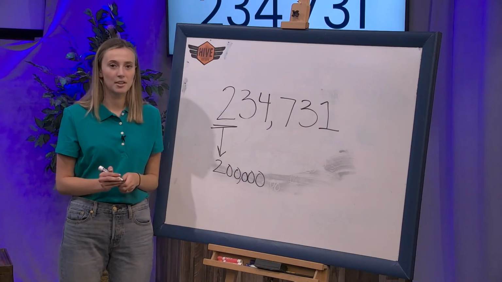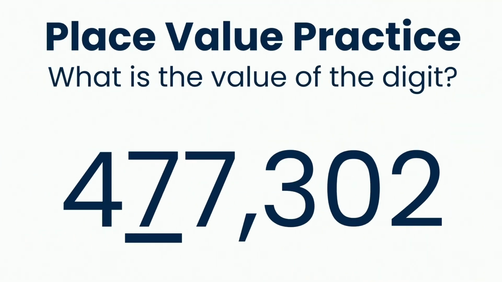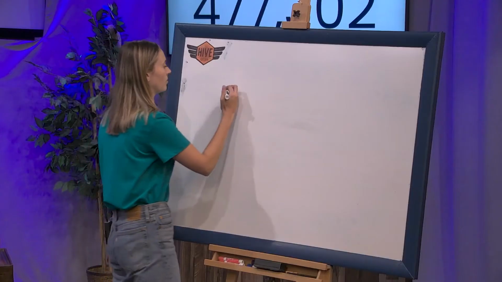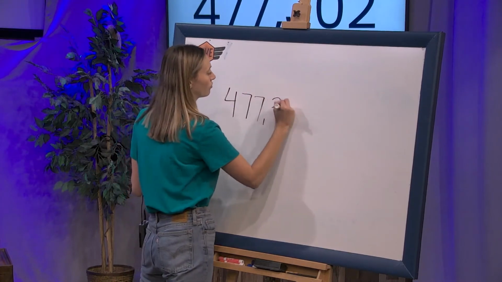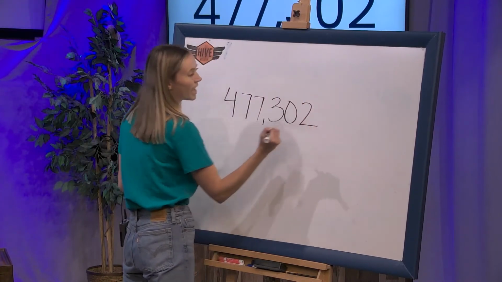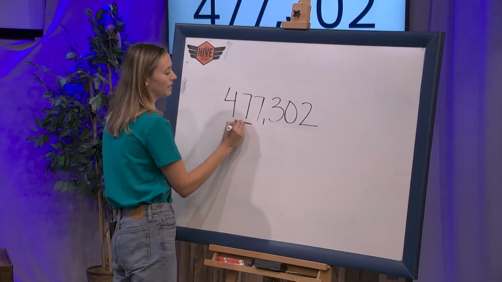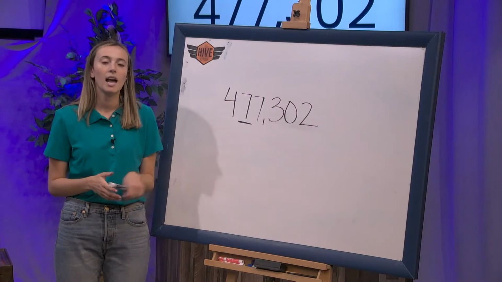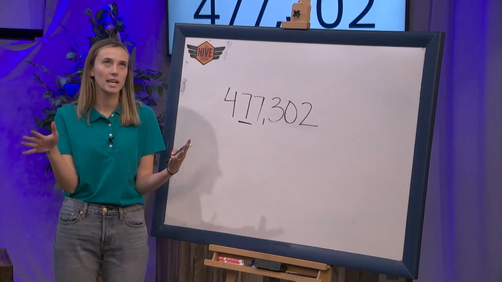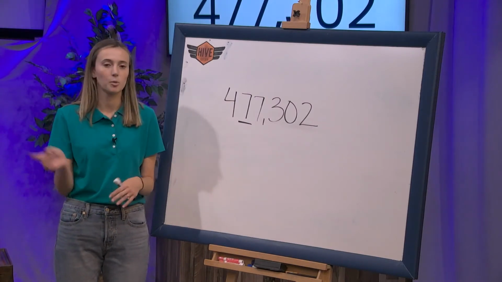Let's slide to another practice. Our next number is 477,302. So let's write that down. And remember, the first 7 is the one that's underlined. So we want to find the value of the 7. I want you to pause the video and try this with someone sitting next to you. So pause the video now.